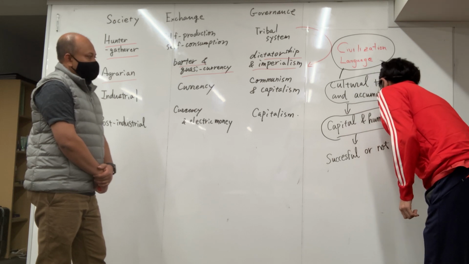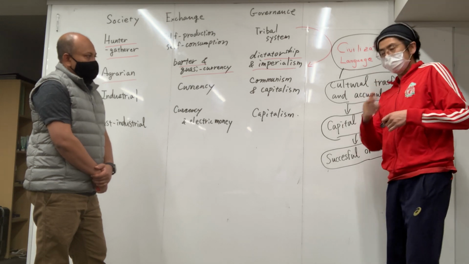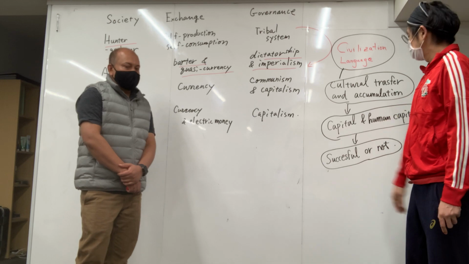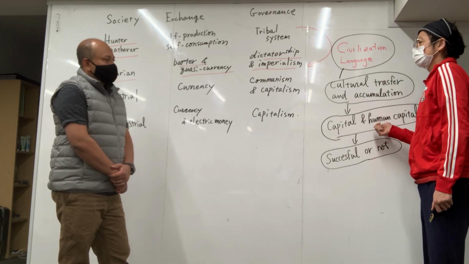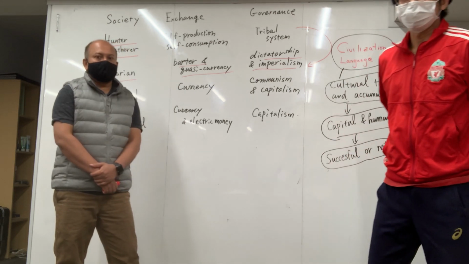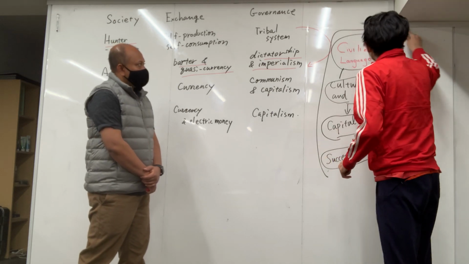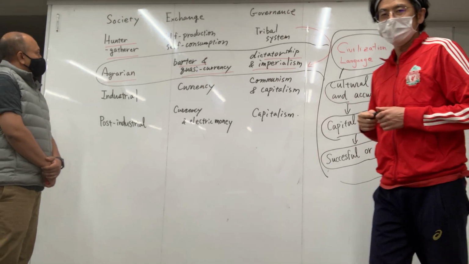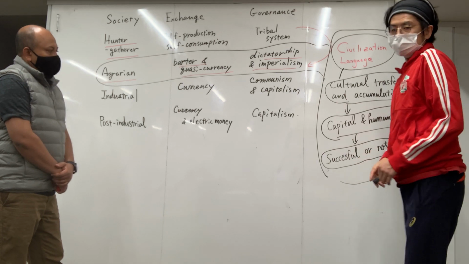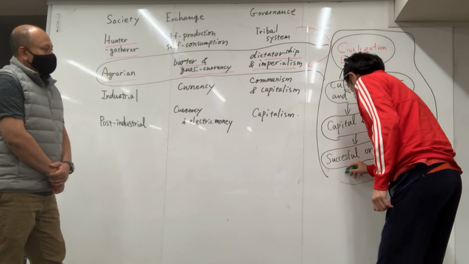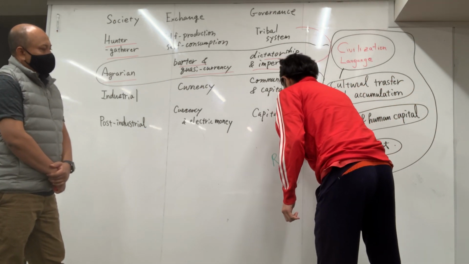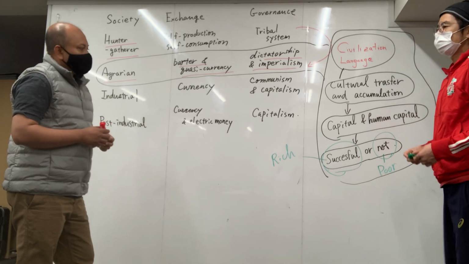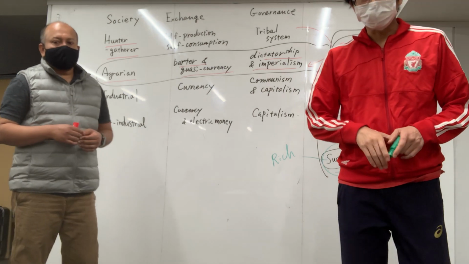Successful or not, this phrase also comes out. Why? I said so in the last lecture, no? Yes. Okay. Some people successfully accumulate capital much more than other people, and some people can accumulate human capital much more than the others. The concept of capital emerged in the agrarian era. The people who succeed in accumulating capital are called rich, and those who could not accumulate capital successfully are called poor. So, in agrarian society, please imagine, what is a capital?